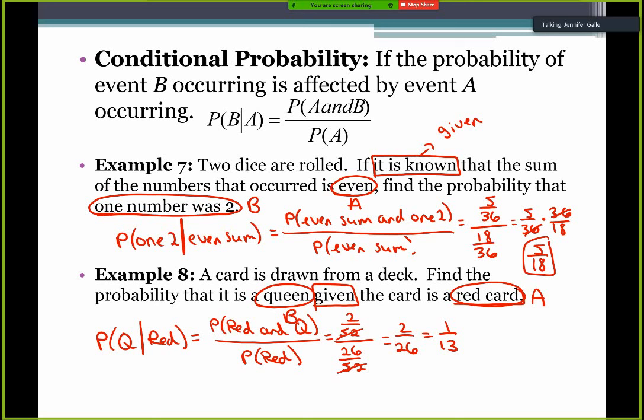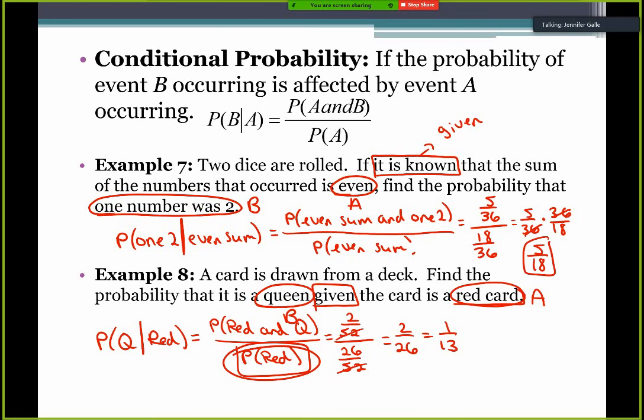That's the idea. How many red queens are there? There are 2. How many red cards total? 26. So you're limiting your sample space to this outcome. How many red cards? 26. So that's my new total. If you need the formula, great. If you don't, that's okay too. The formula's there if you need it.